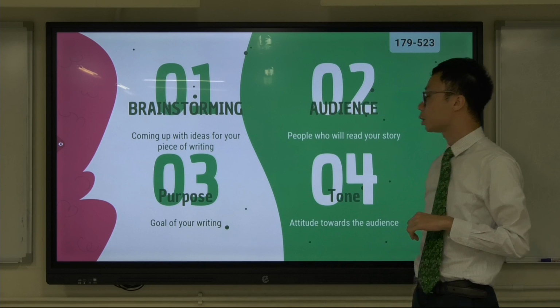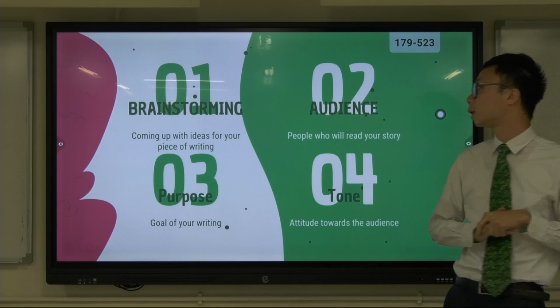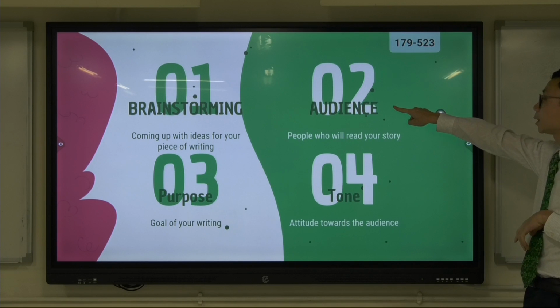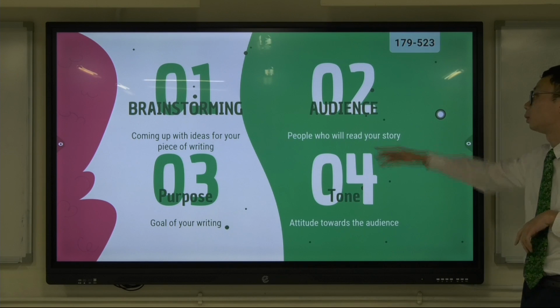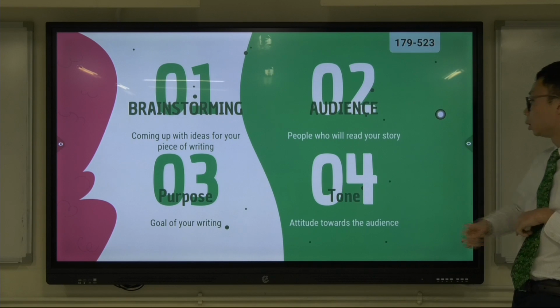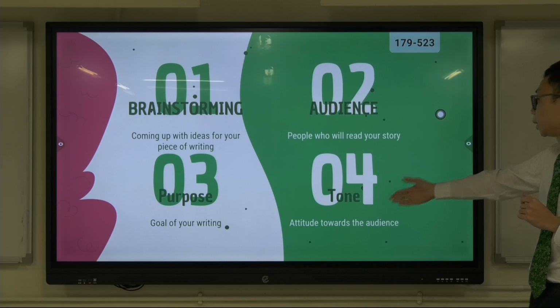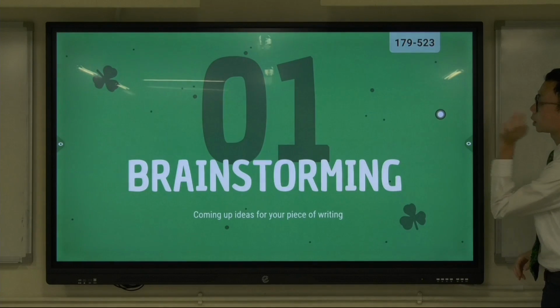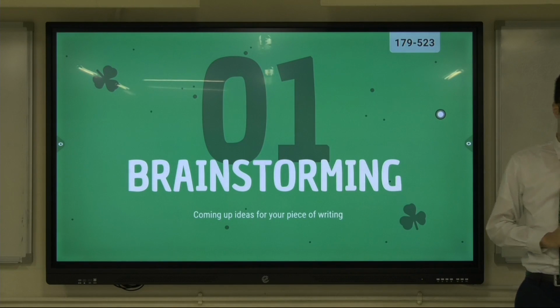Let's go through these 4 things. Brainstorming is pretty easy: just some ideas for your piece of writing. Audience is the people who read your story. Goal means the purpose of your writing. Purpose is the goal of your writing. And lastly, tone is an attitude toward the audience. Okay, let's get to the first point.